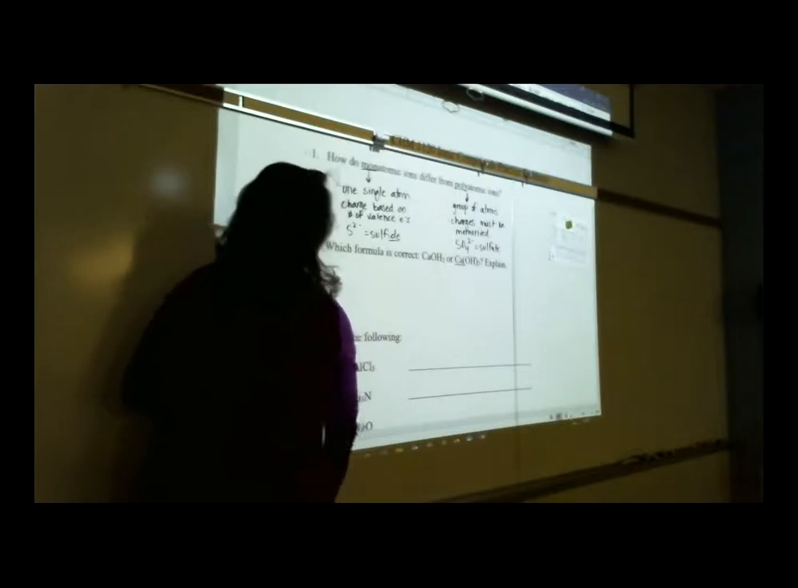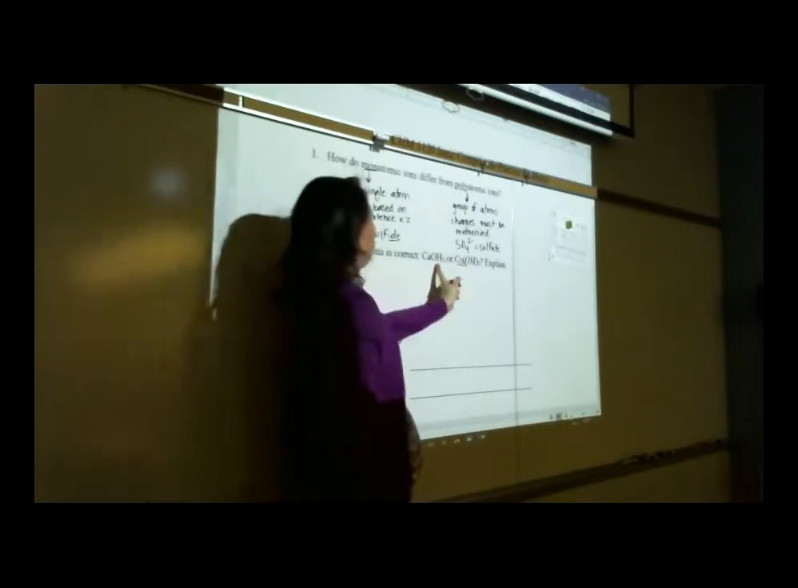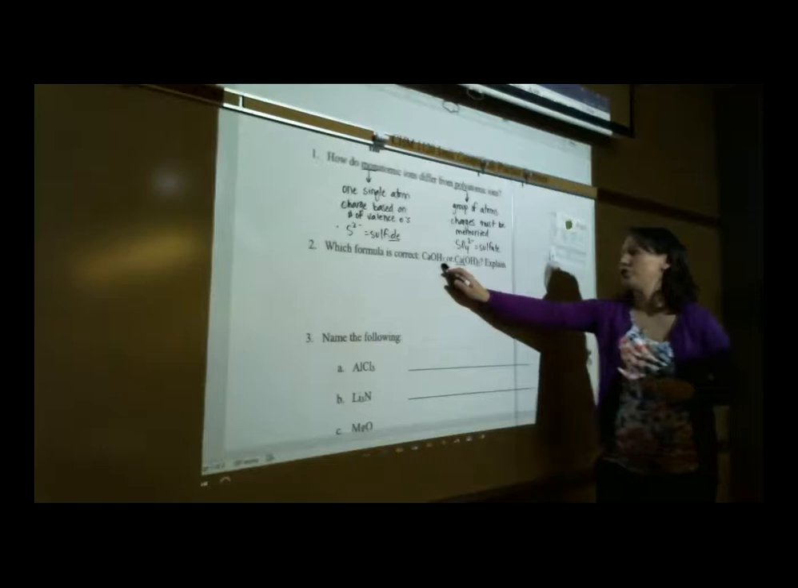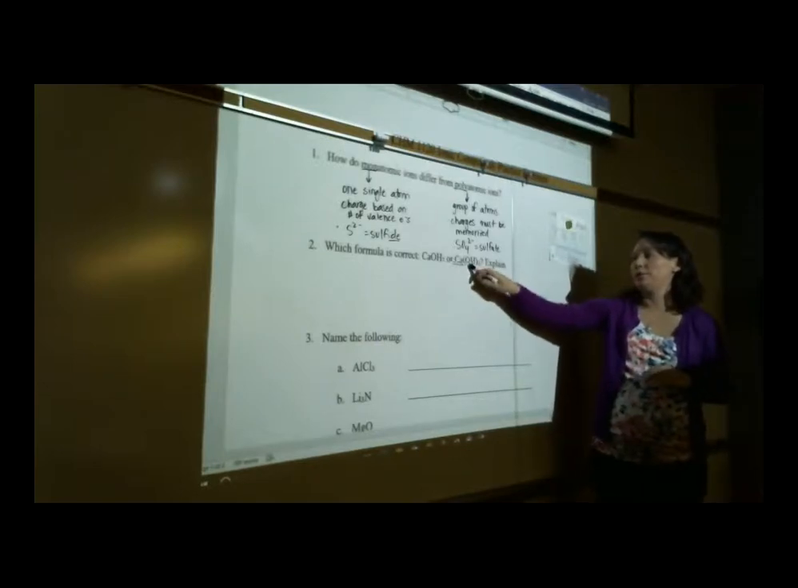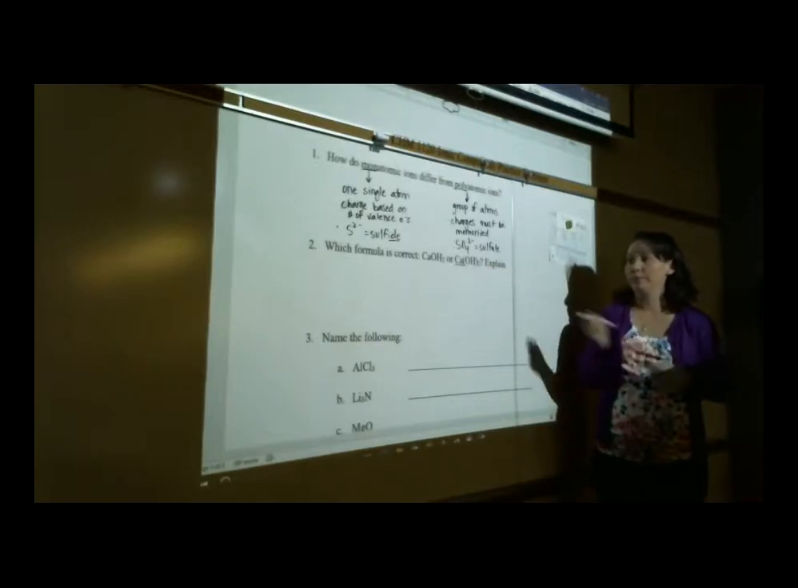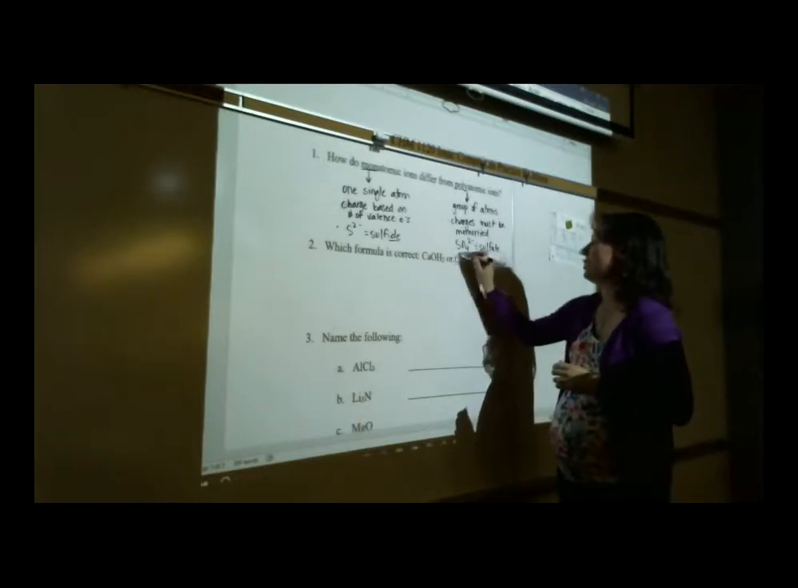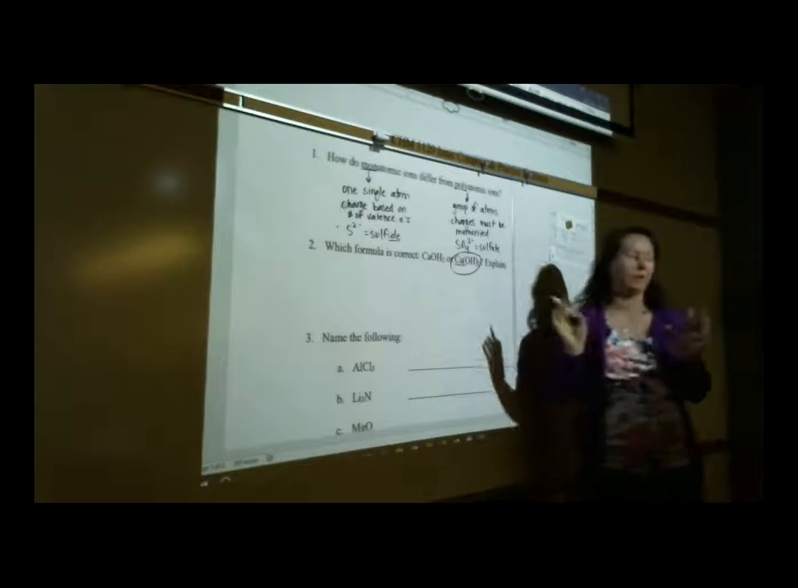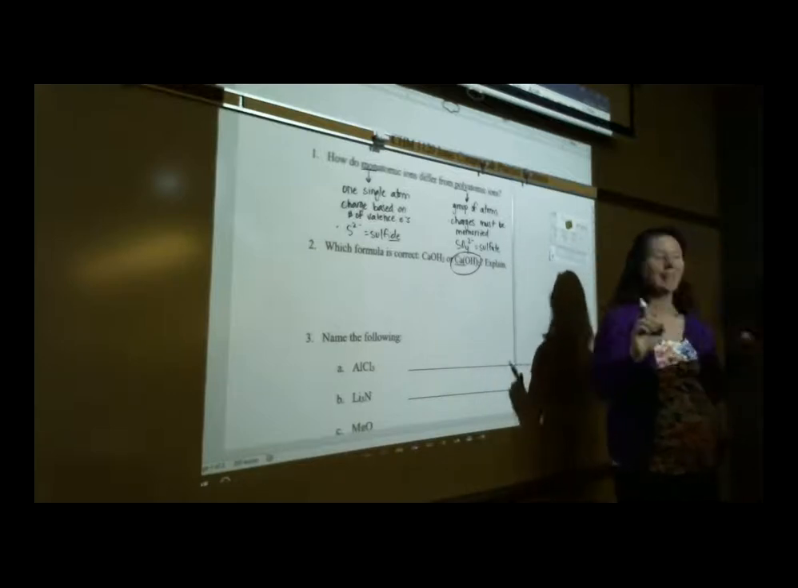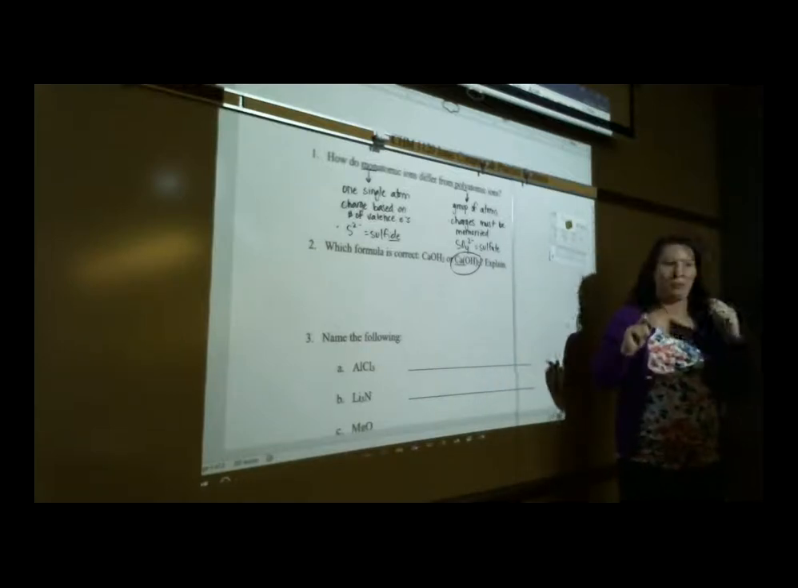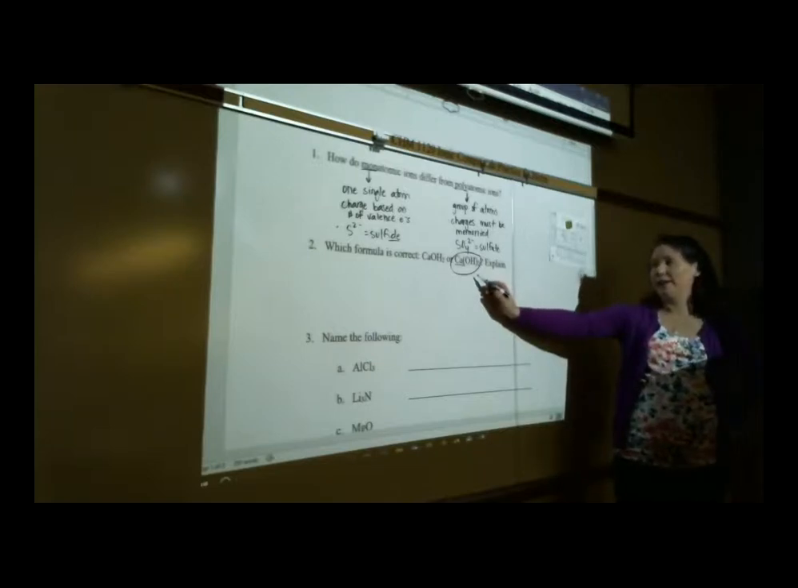Which formula is correct? The one on the left or the one on the right? CaOH2, no parentheses, or Ca parentheses OH2, which one? The one with the parentheses, right. I see this mistake so often. I mean, I just can't even explain how many times I see this mistake, which is why I put this on these problems.